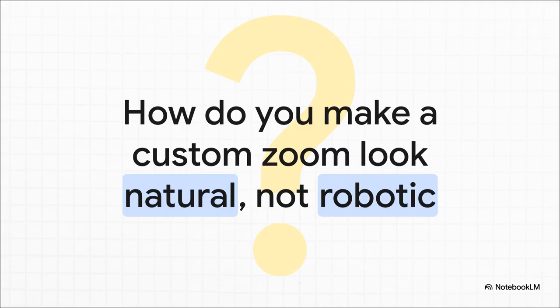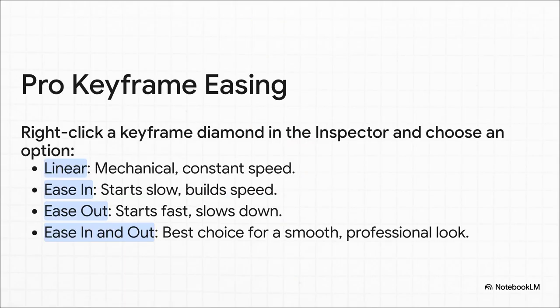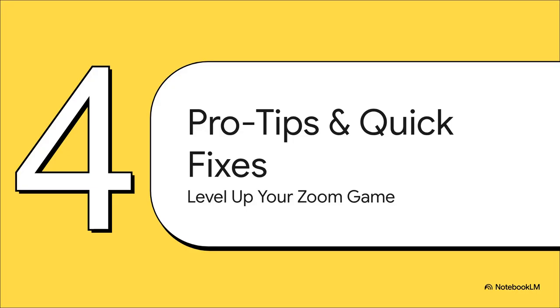Okay, so you just made your first keyframe animation, but you might notice it looks a little mechanical, a bit robotic, right? The speed is totally constant from start to finish. So what's the fix? You guessed it, we need to talk about easing again. And the good news is, it's so easy to fix. In the inspector, just right-click on one of those little red diamond keyframes you made. A menu will pop up, and you'll see our old friend, easing. And just like before, selecting ease in and out is what takes your animation from looking clunky to looking completely cinematic. All right, you've got the 3 core methods in your back pocket.